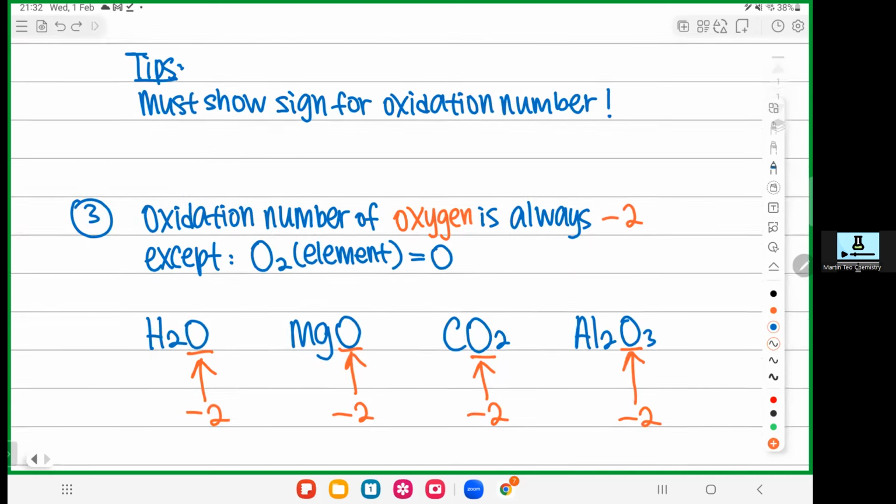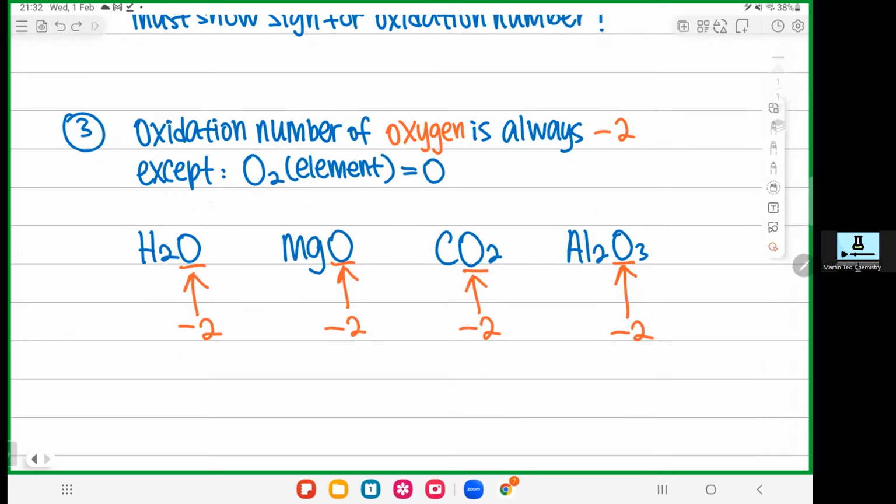You see, just now, all the O here combined with something else. The O combined with H. The O combined with Mg. The O combined with C. The O combined with aluminium. So all these are not elements. When you are not an element, the oxygen is always -2. But if the oxygen comes alone, if it only has 1 species, you are an element, then you are 0. So you have to be very careful.